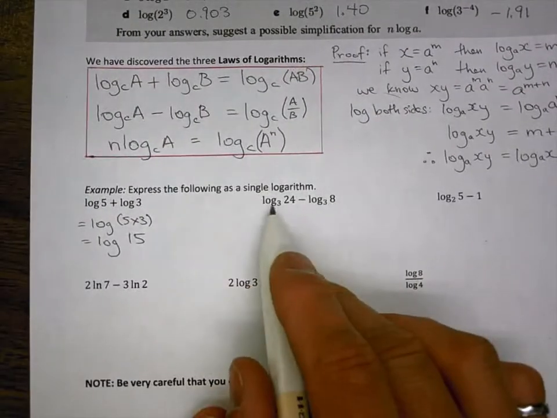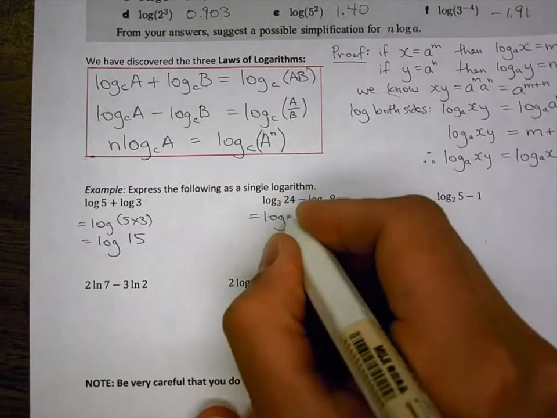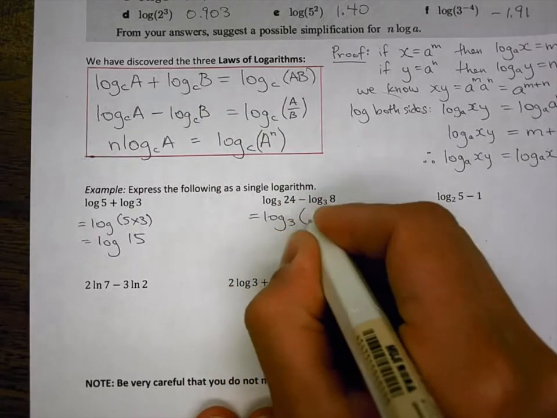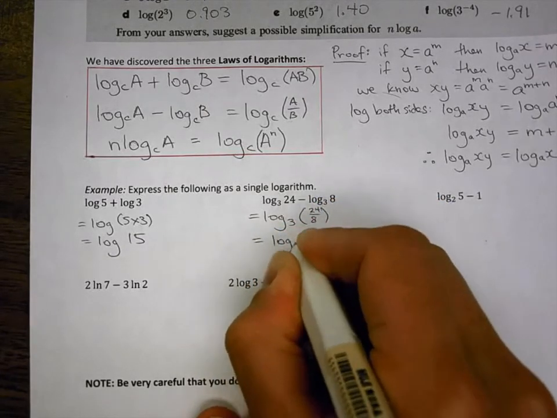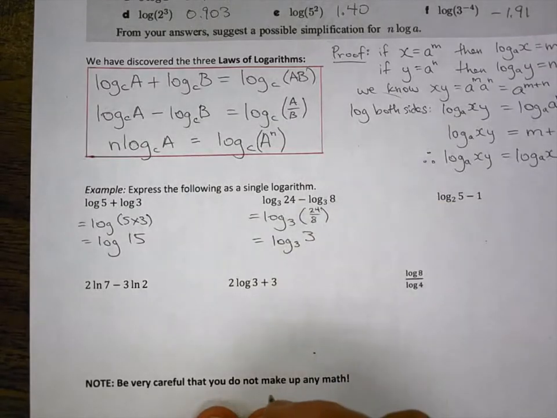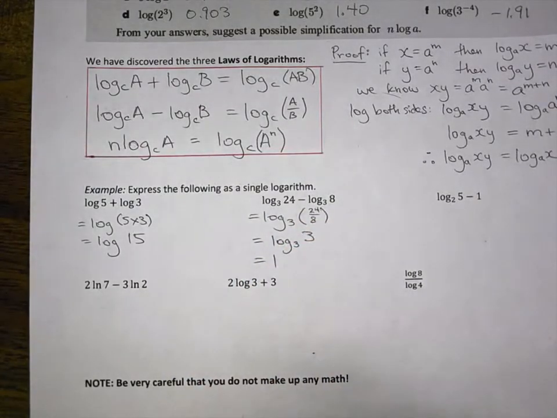If I have logs with the same base being subtracted, well, look at this. I can just divide 24 divided by 8. So that gives me log 3 base 3, which hopefully you remember is 1. It's a special case.